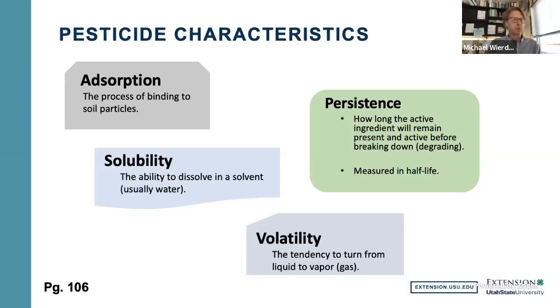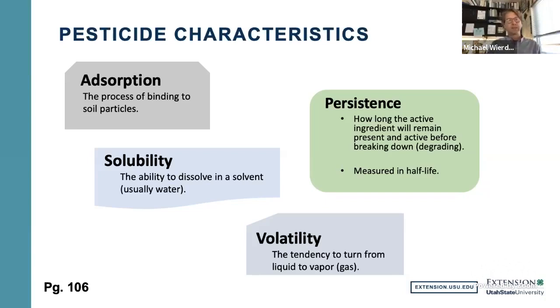Second one is solubility, which is just a fancy word for how well something dissolves in a solvent. In most cases, we're talking about water. So if you have a highly soluble pesticide, it will readily dissolve and move in water. And we have volatility. Volatility is simply the tendency of something to turn from a liquid or solid to a vapor gas. So if something has a high volatility, it has a high probability of going into a gas form from its liquid or solid form.